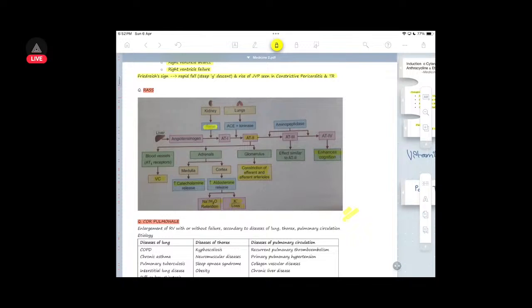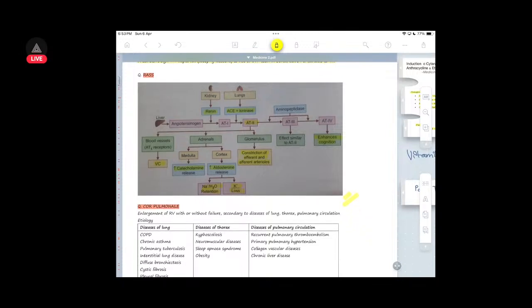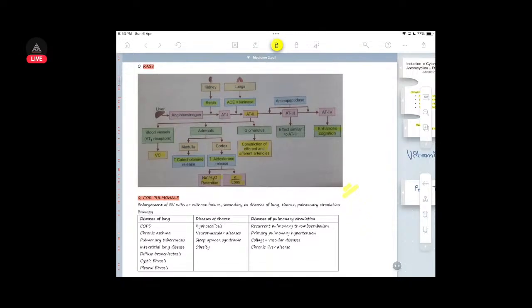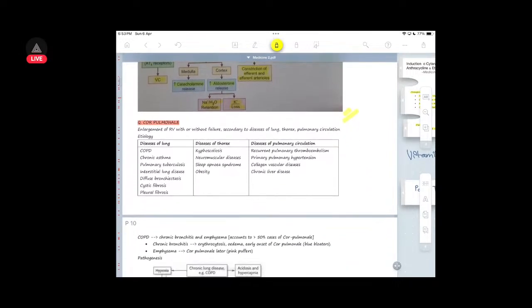Kidney has renin, which converts angiotensinogen to AT1. Lungs have ACE, the angiotensin converting enzyme, AT1 to AT2. Liver produces angiotensinogen. That's one important thing.